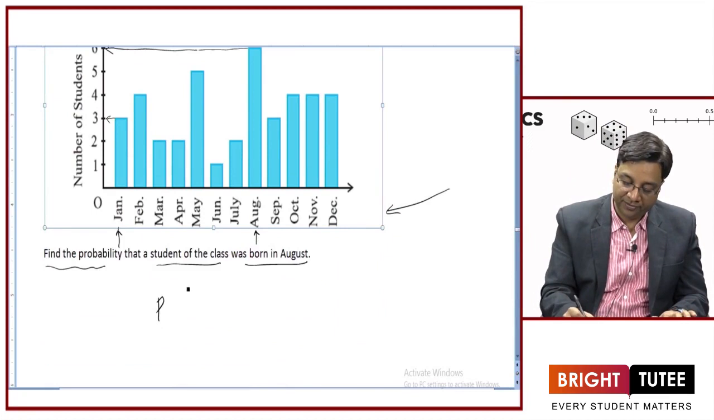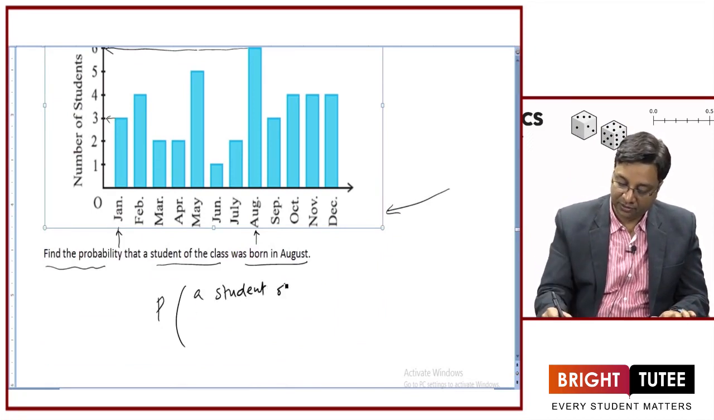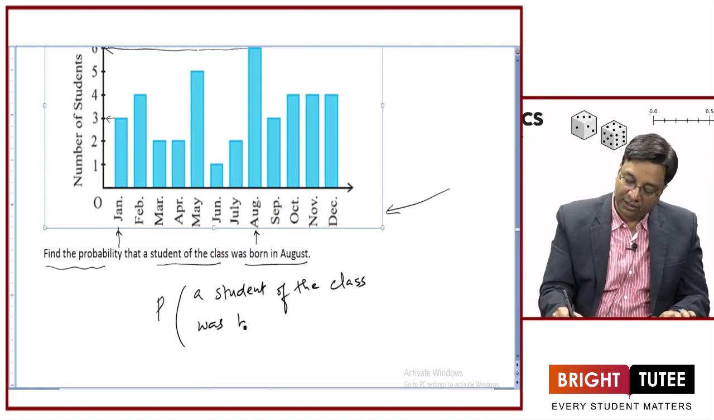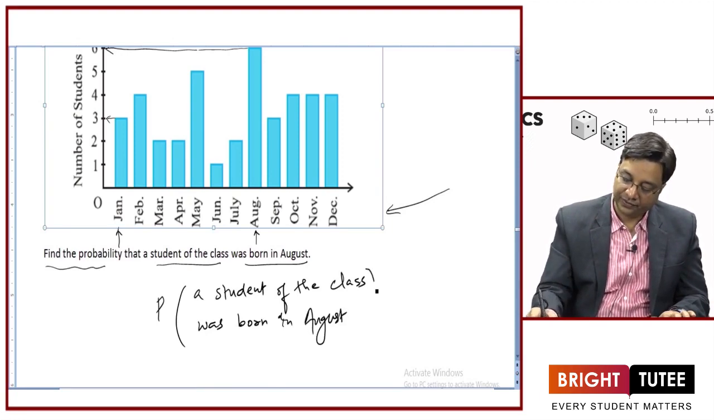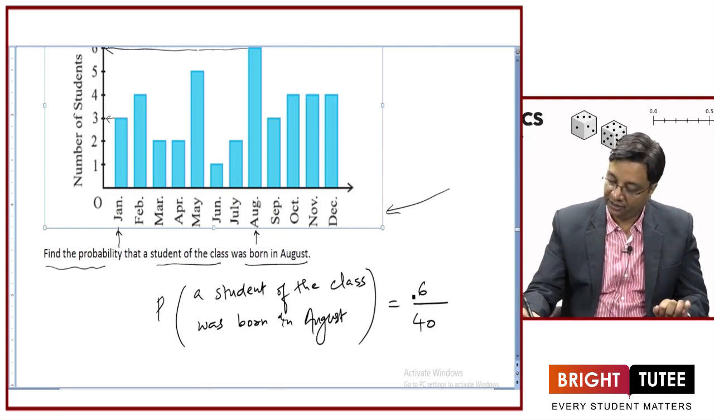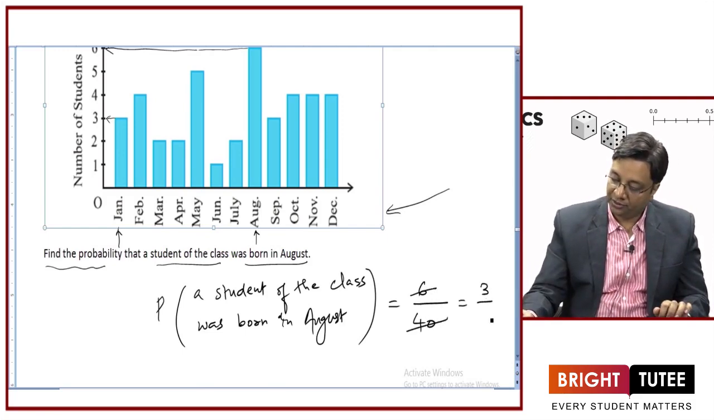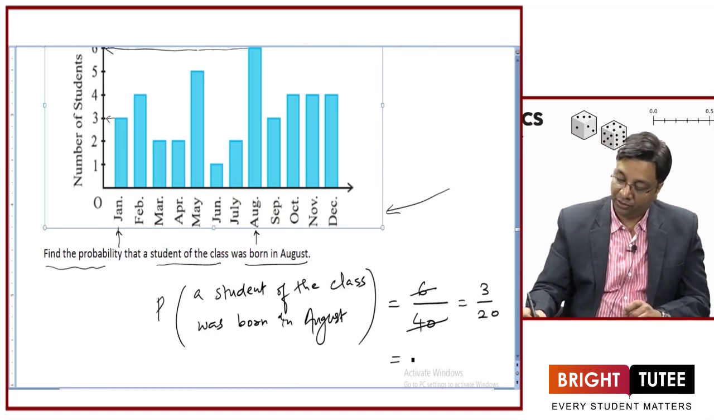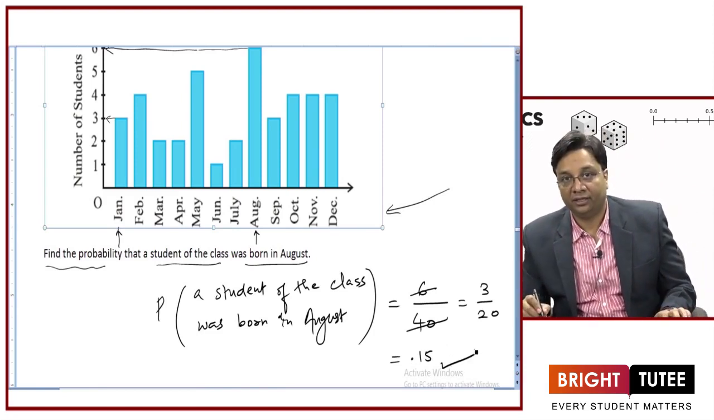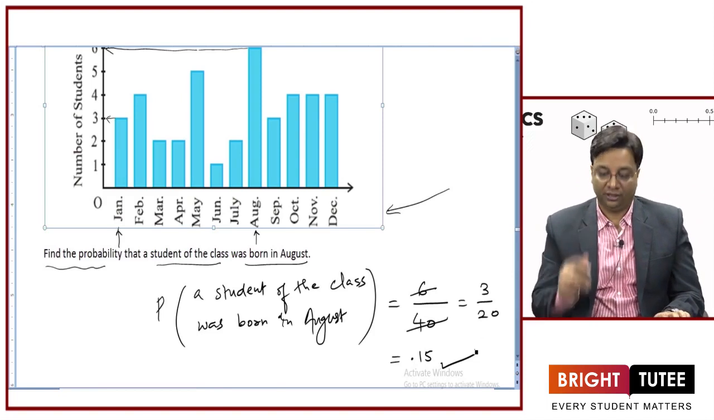So, the probability that a student of the class was born in August is equal to 6 upon total 40, right. So, it will be 3 upon 20. 3 upon 2 is 1.5. So, 3 upon 20 is 0.15. So, this is the probability that a student is born in August.